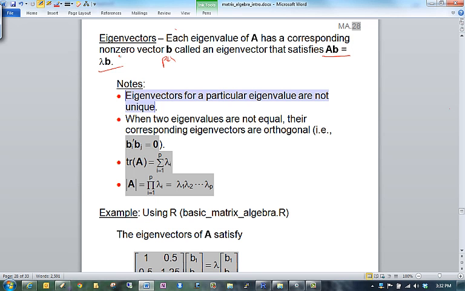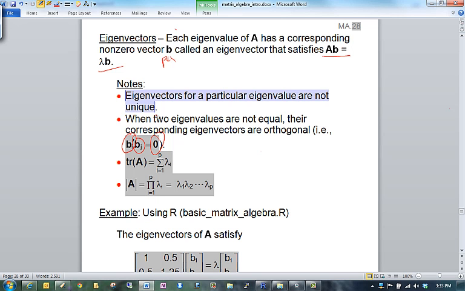Now it's important to note that these eigenvectors, these B's, are not unique. There are multiple eigenvectors for a single eigenvalue. When two eigenvalues are not equal, their corresponding eigenvectors are orthogonal to each other. In a geometric sense, you've probably heard the term perpendicular before. In a mathematical context with vectors, that simply means if you take one eigenvector b sub i, transpose it, and multiply it by another eigenvector b sub j, you get 0 back.